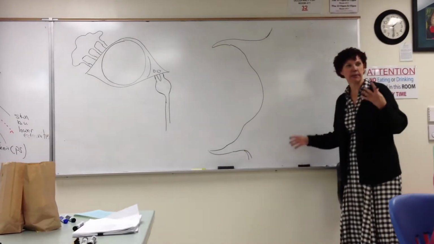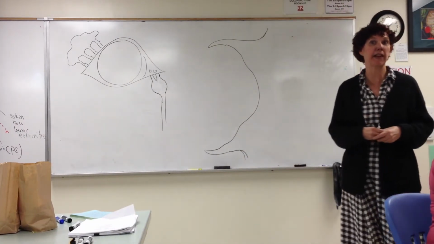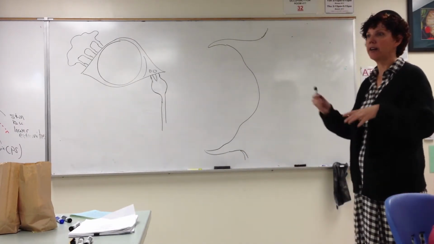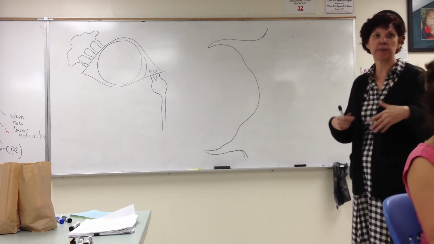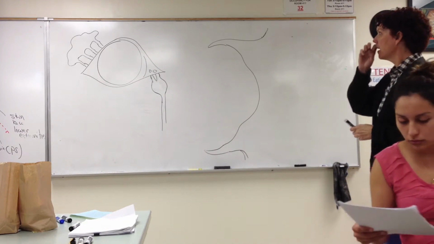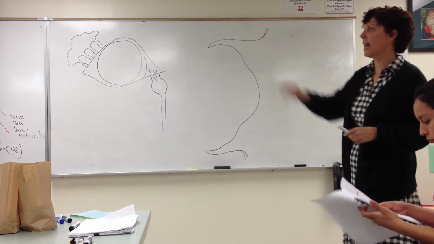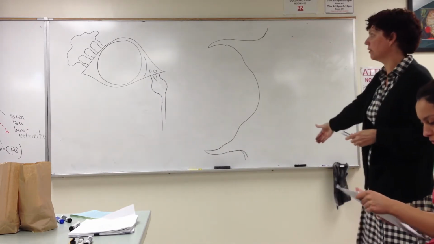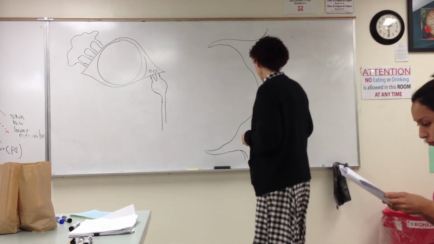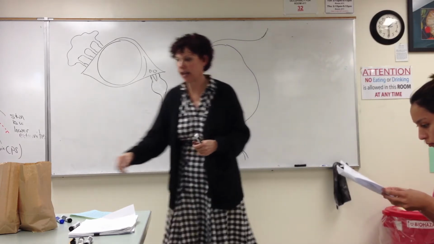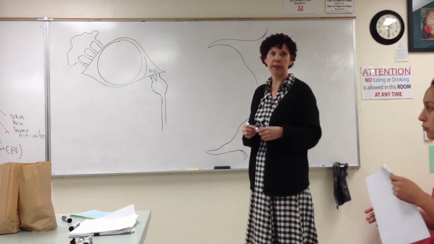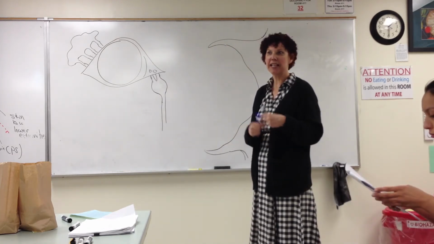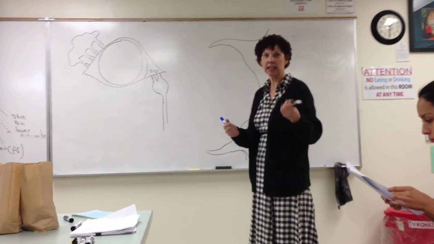What are known as accessory structures of the eye don't really affect vision, but are involved primarily in lubrication or in keeping dust and dirt particles out of the eye. So this is an anterior view and this is a sagittal view. On the surface of the eye we have a membrane known as the conjunctiva. You've probably heard of pink eye, which is an infection of that, conjunctivitis.